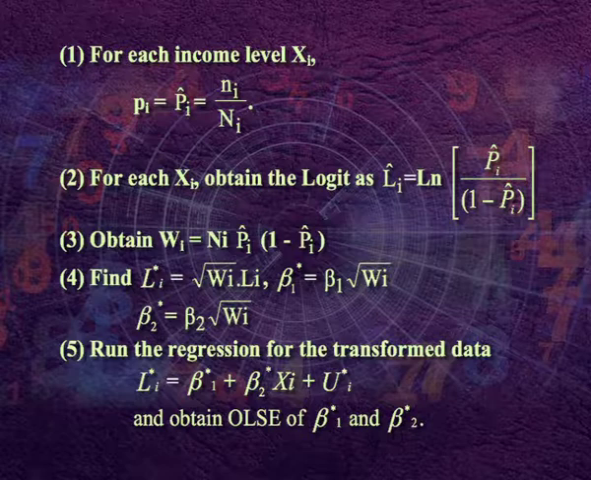Number 5. Run the regression for the transformed data Li star equal to beta 1 star plus beta 2 star xi plus ui star and obtain OLSE of beta 1 star and beta 2 star. Note that number 1, this procedure is valid if the sample is of reasonably large size. Number 2, we can obtain confidence intervals and do testing problems as usual. Number 3, we can get inference about odds ratio for interpretation purpose.